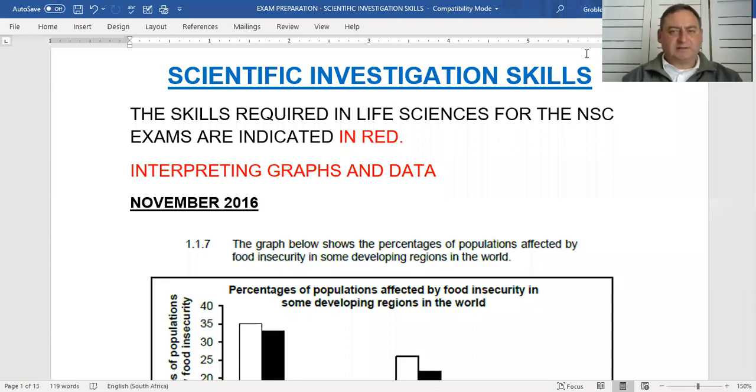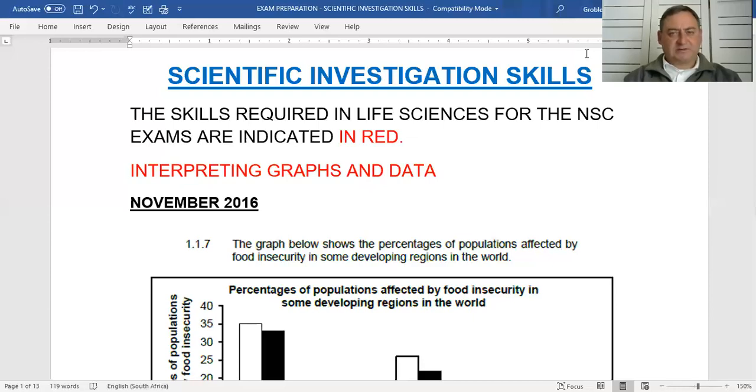Today we'll be discussing scientific investigation skills. You always get them in your papers. You saw this since grade 10 in every test, every exam, every practical investigation you did. You always get these basic skills. The skills I'm referring to, I've indicated in red for you to see, so that you can know which skills we're talking about, because they will be assessed once again. Look out for them in the two tests that you'll be writing this year.